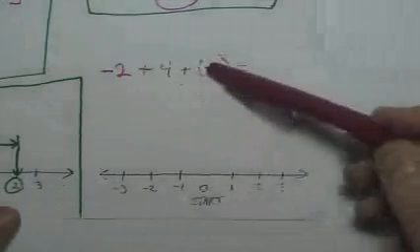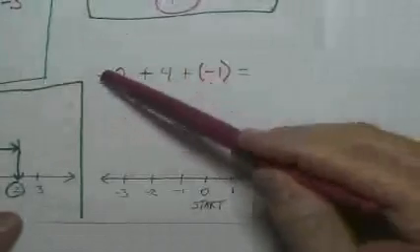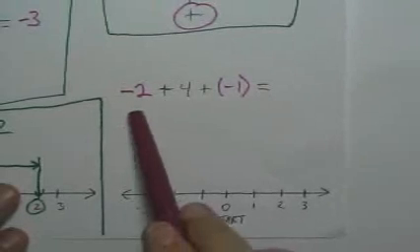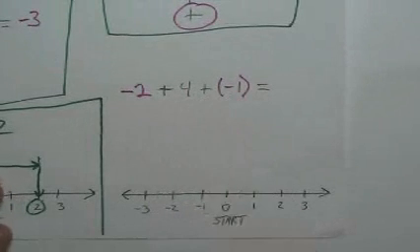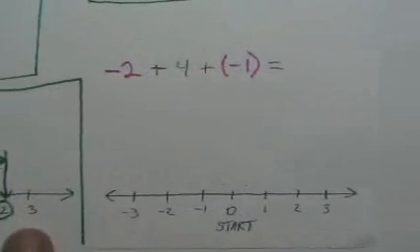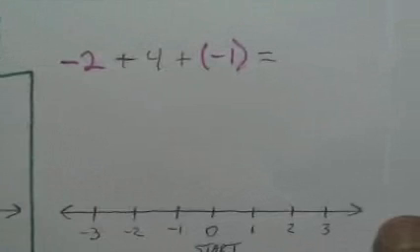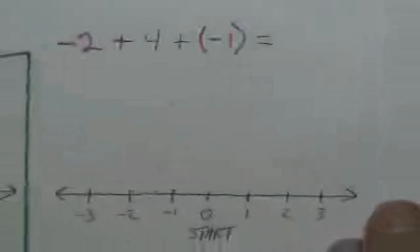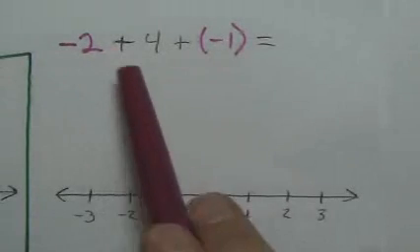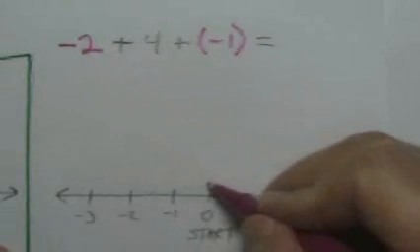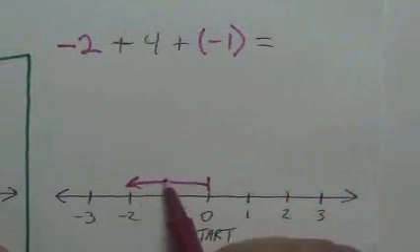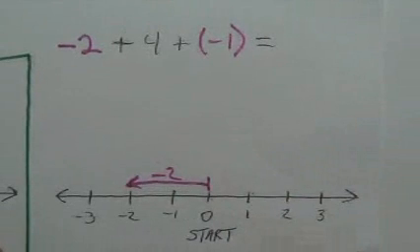Okay, so this will be the last example we do. And notice I'm giving myself lots of space because I have 3 numbers. Negative 2 plus 4 and negative 1. Again, we always start at 0, and I'm going to go negative 2. So I'm going to go this direction. That's negative 2.